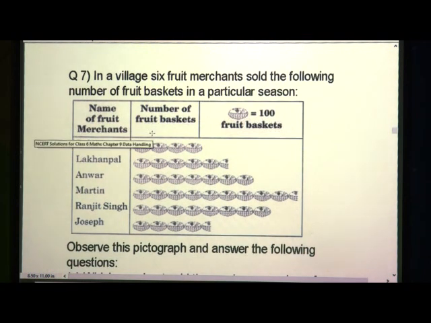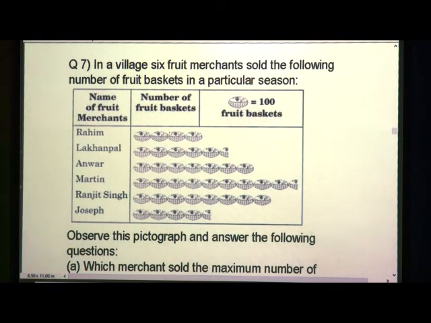In the next question, in a village 6 fruit merchants sold the following number of fruit baskets in a particular season. The names of the fruit merchants are Rahim, Lakhanpal, Anwar, Martin, Ranjit Singh and Joseph. So these were the fruit merchants and they sold this many fruit baskets. One fruit basket means 100 fruit baskets. So 1, 2, 3, 4, it means 4 into 100, 400.